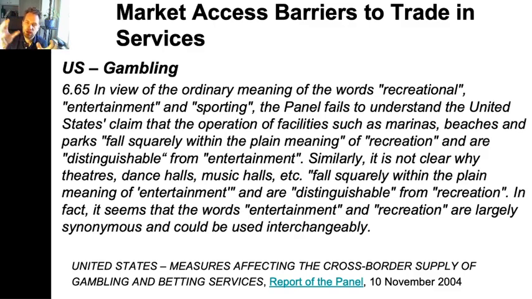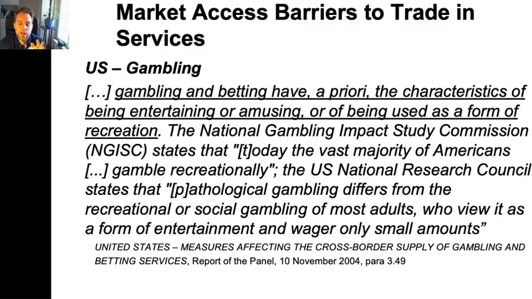In other words, the US tried here to delineate a difference between recreational, entertainment, and sporting. However, when it comes to entertainment and recreational, the panel held that it seems that the words entertainment and recreation are largely synonymous and could be used interchangeably. So this is just another way of formulating the same thing. And then it further outlined that gambling and betting have, a priori, so at first sight, the characteristics of being entertaining or amusing, or of being used as a form of recreation.